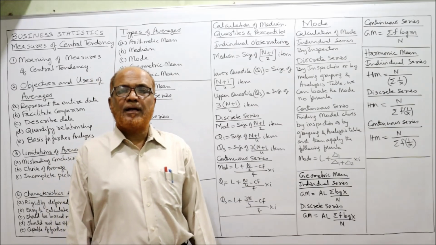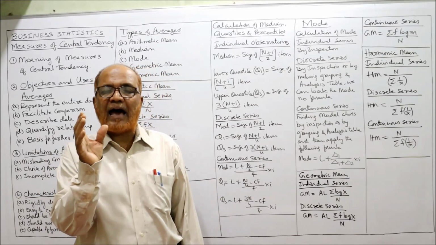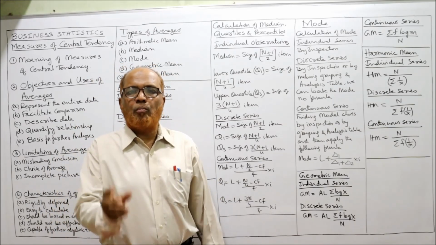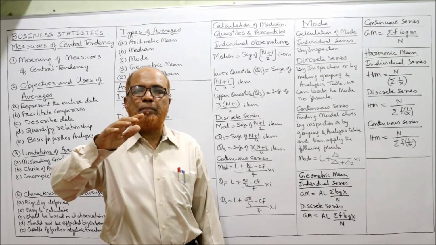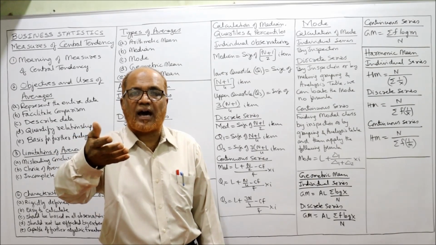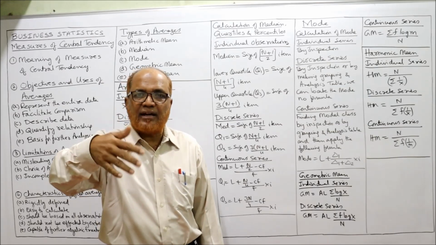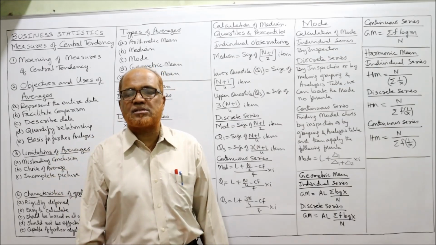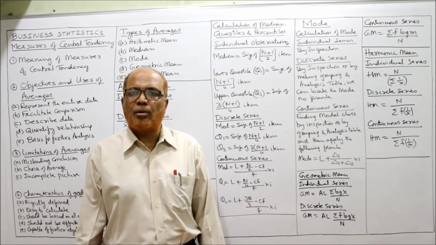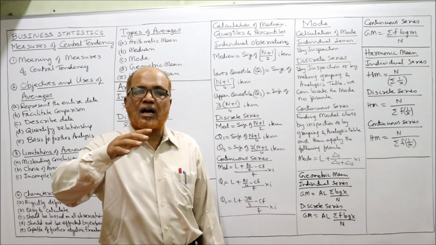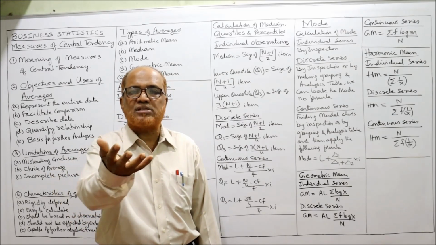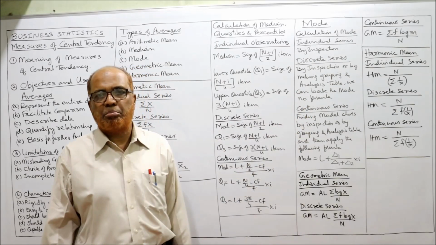Now mode. This is the third type of average. Mode is that value which repeats more number of times in a given data. Any value which is repeating more number of times, that value is called mode. A value which occurs more number of times in the given data, that is mode.